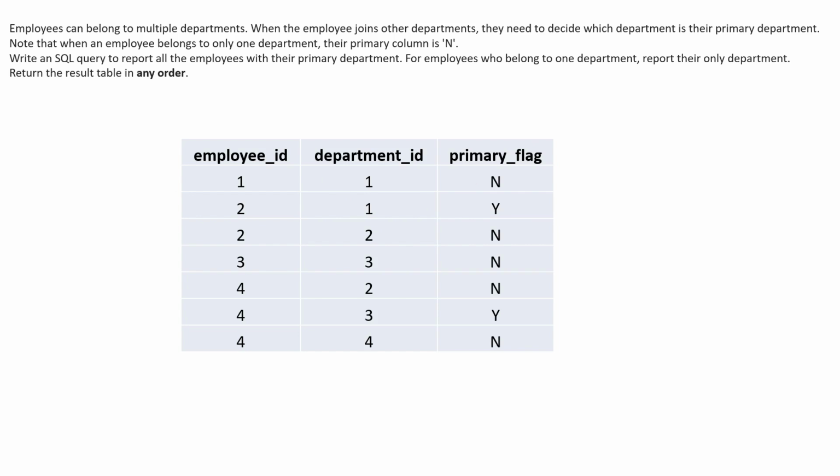So maybe let's read the question once. It says employees can belong to multiple departments. When the employee joins other departments, they need to decide which department is their primary department. Note that when an employee belongs to only one department, their primary column is N, right? That's what we discussed. We need to write an SQL query to report all employees with their primary department, right? For employees who belong to one department, report their only department, because anyway the primary flag for them will be N. So that's another condition that we have to check. And we can return the result table in any order. So that is what the question is saying.